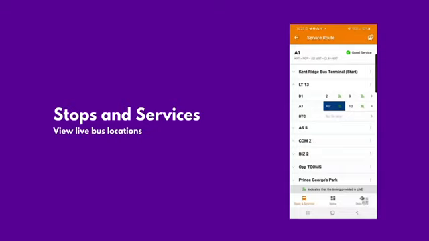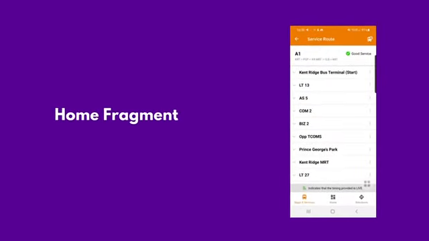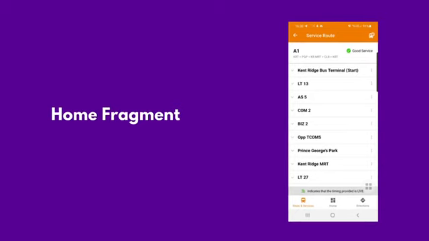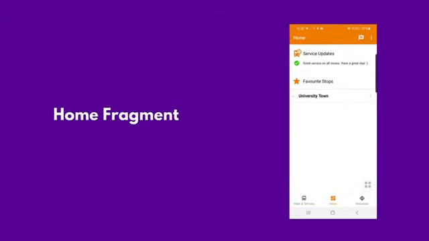Now that we are done with the Stops and Services fragment, let's move on to the Home fragment. In the Home fragment, you can see any bus service updates. So this is useful when there are bus delays due to unforeseen circumstances such as bus breakdowns. If there are no announcements, then the application will reflect that there is good service on all routes.